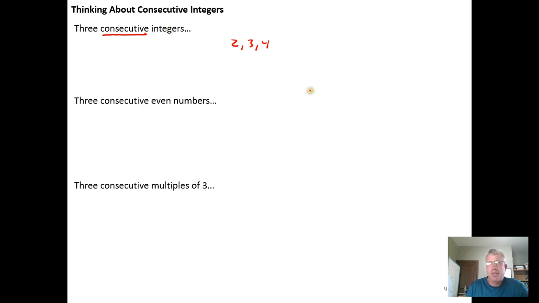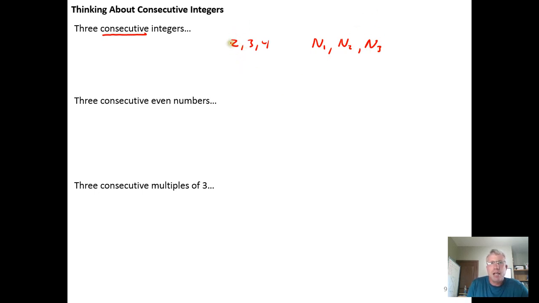And the issue is typically that we don't know what the integers are to begin with, so we need to represent them with variables. For example, I could represent three consecutive integers by saying, I'm the first integer, n sub 1, n sub 2, the second integer, and n sub 3 could be the third integer.